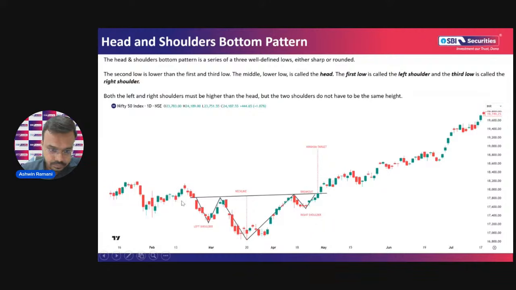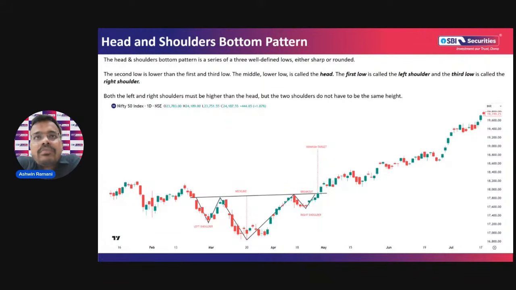So there is a left shoulder. You can see the two highs are almost at the same level. And again, there is a neckline, so you can just draw an upward sloping trend line. Again, the price went down and it moved up. And the moment we got a breakout, this is where the head and shoulders is.